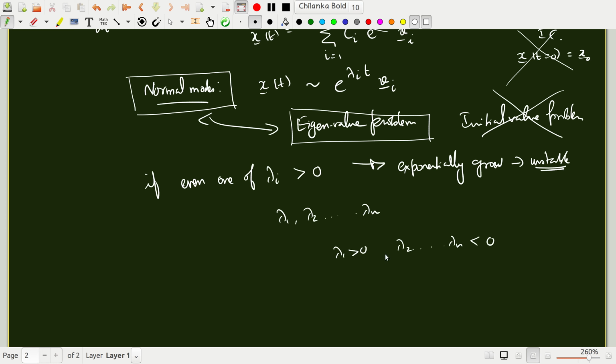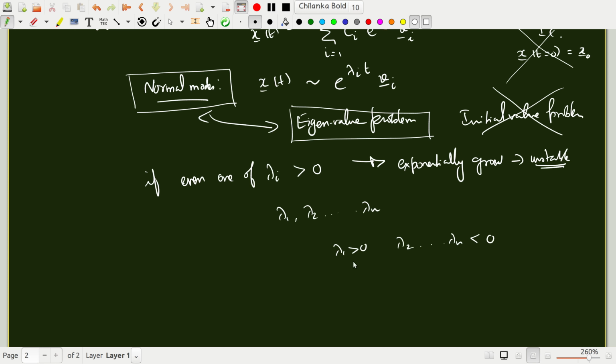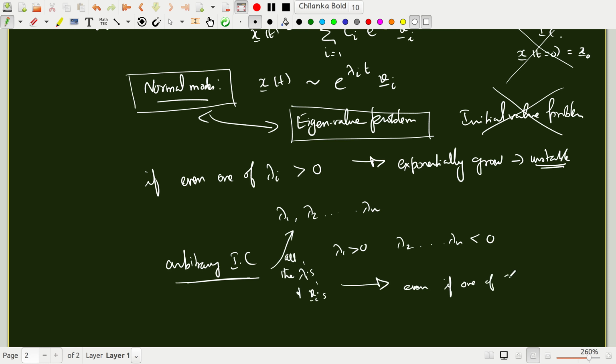Now if you say that my eigenfunction expansion of the initial condition does not have this eigenvector corresponding to lambda 1, then of course that special initial condition will decay. But we are not interested in a very specific or special initial condition. We are interested in arbitrary random initial conditions, wherein if you expand this, you will have in the eigenfunction expansion all the lambda i's and vi's, corresponding eigenvectors. This means that even if one of them grows, then the sum will blow up.